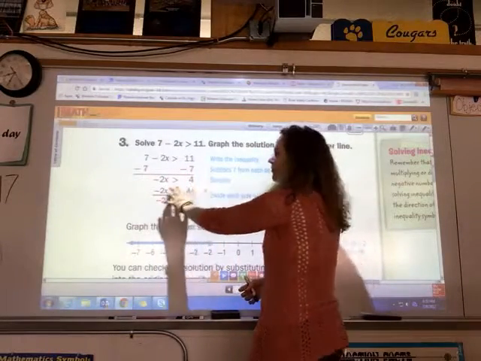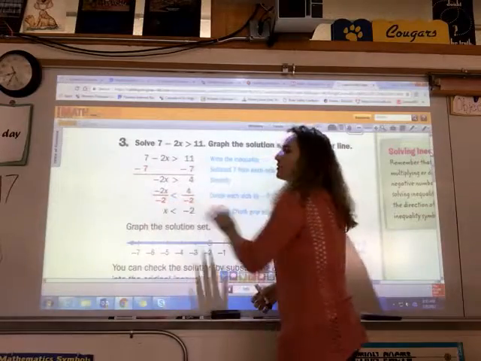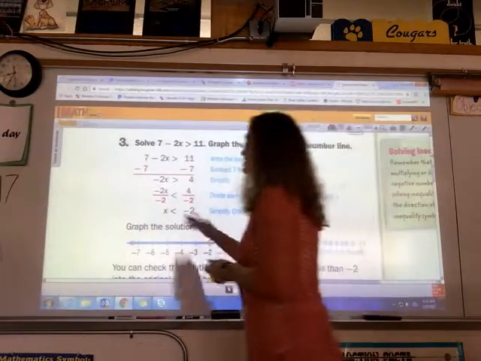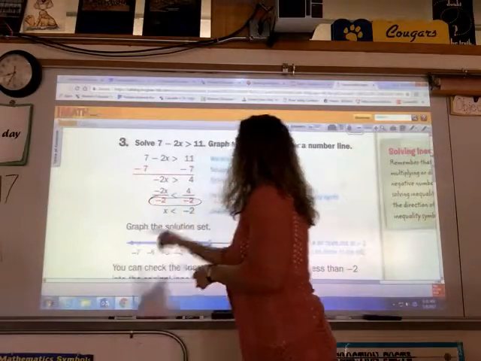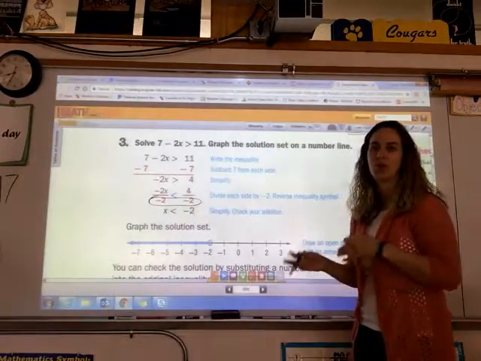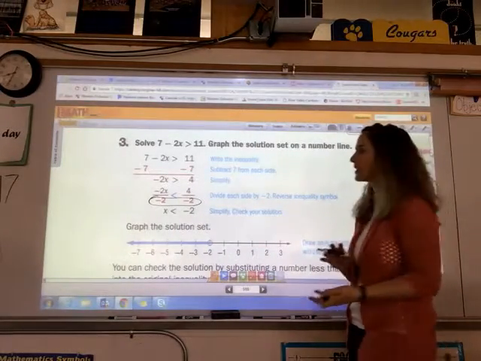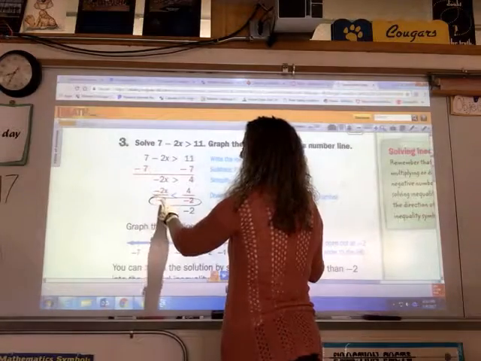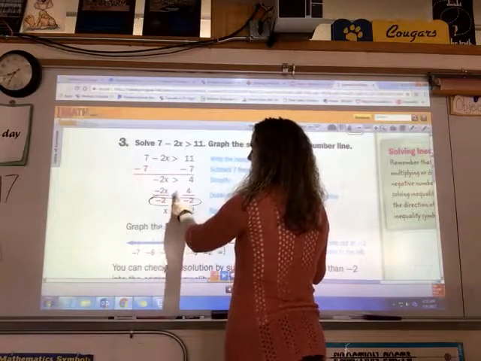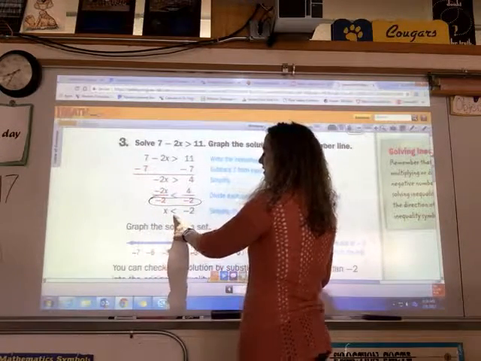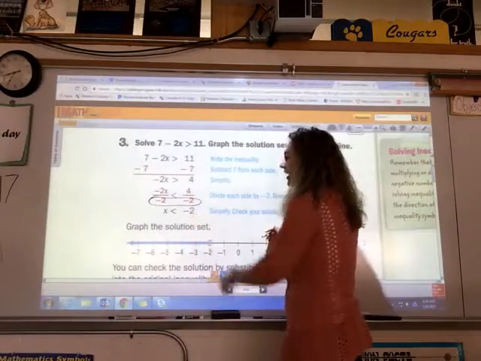Now the next step for me to solve this would be to divide both sides by negative 2. Because I'm dividing by a negative, we have to reverse that symbol. So it's no longer greater than, it now becomes less than. Negative 2 divided by negative 2 is x. We flipped or reversed this, so it's less than. 4 divided by negative 2 is negative 2.